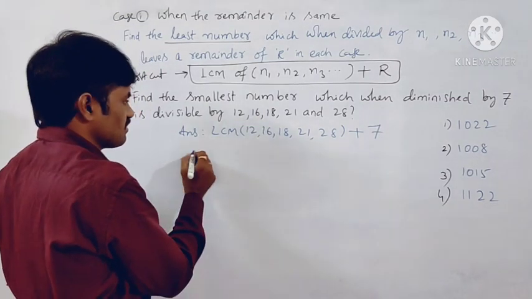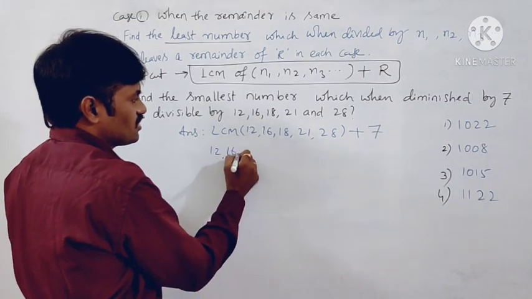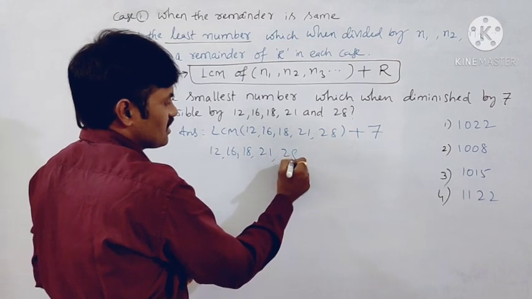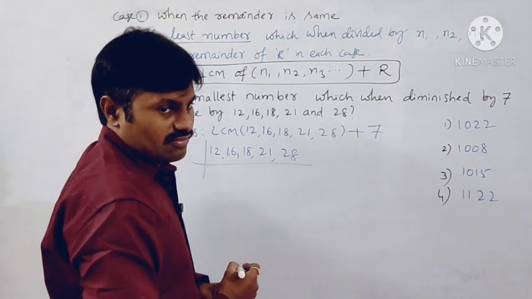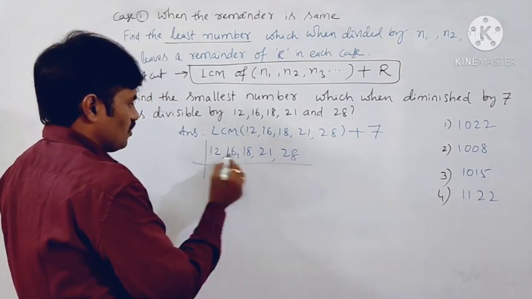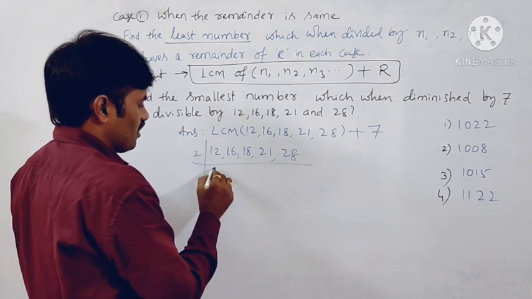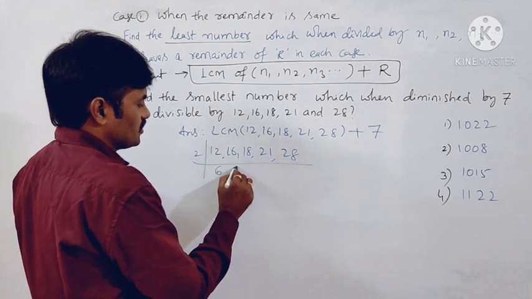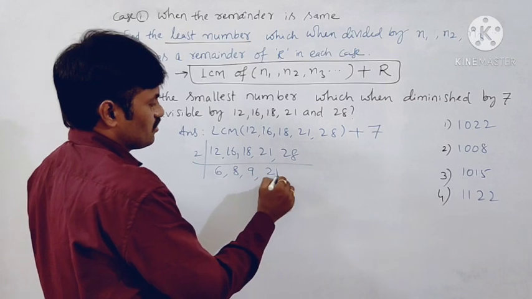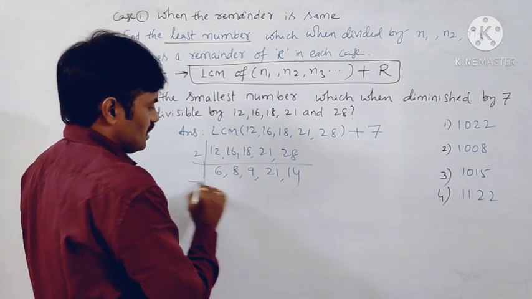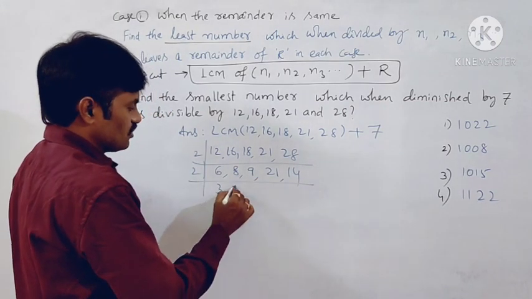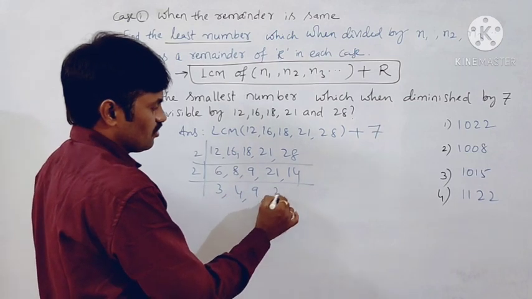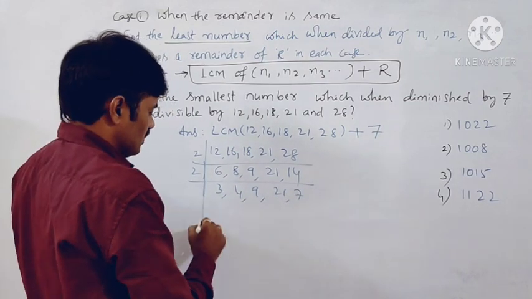7. What is the LCM of 12, 16, 18, 21 and 28? We use the division method, which we discussed in the first session itself. We take from the small tables. 2 sixes are 12, 2 eights are 16, 2 nines are 18, 21, 2 sevens are 14. Again the 2 table: 2 threes are 6, 2 fours are 8, 9, 21, 2 sevens are 14.